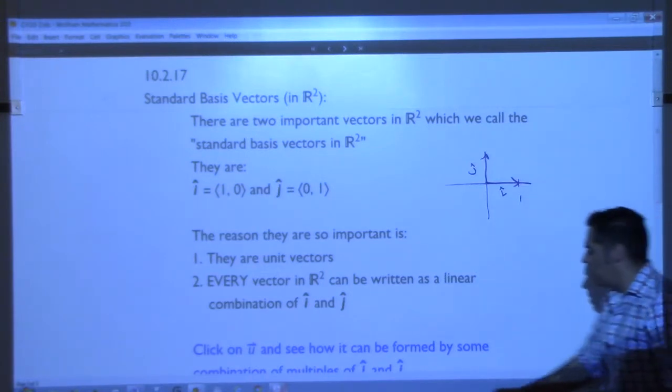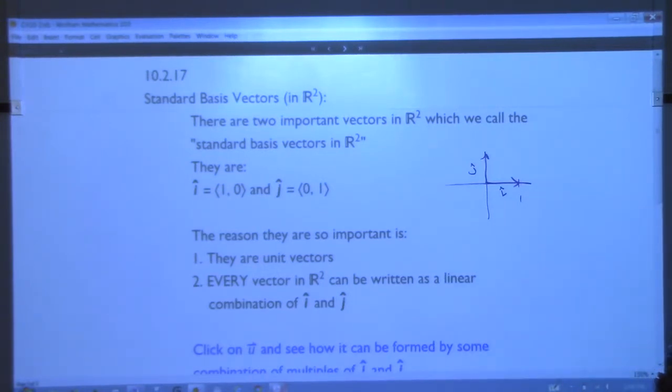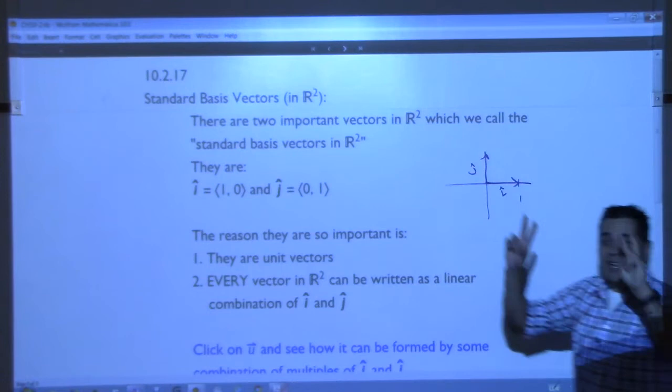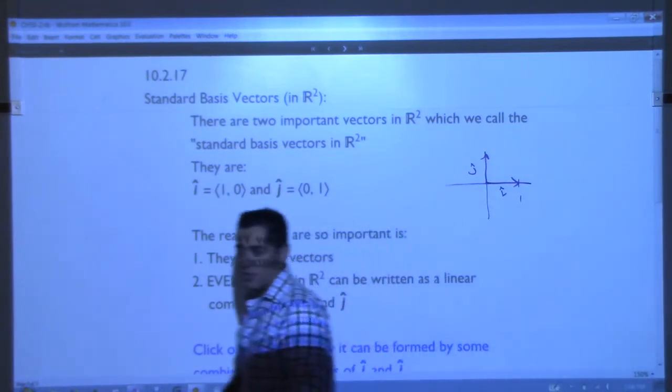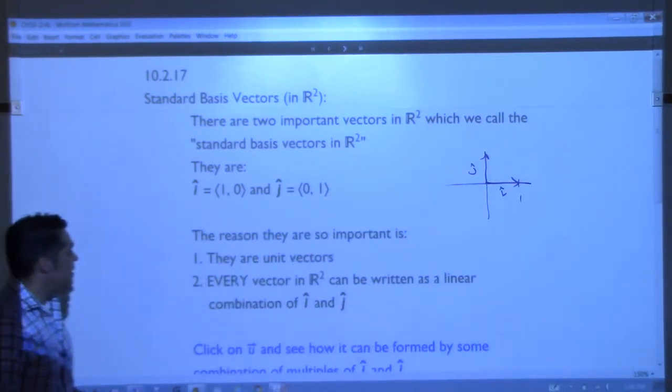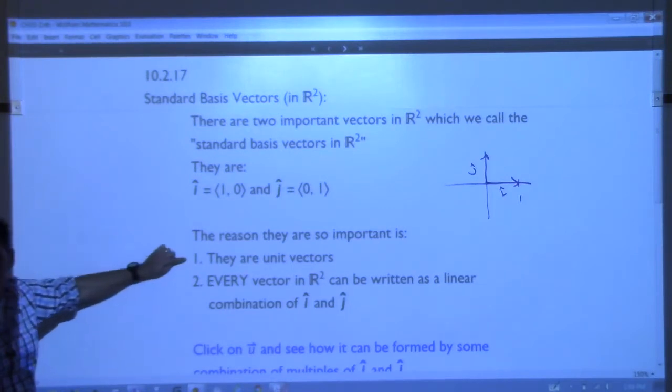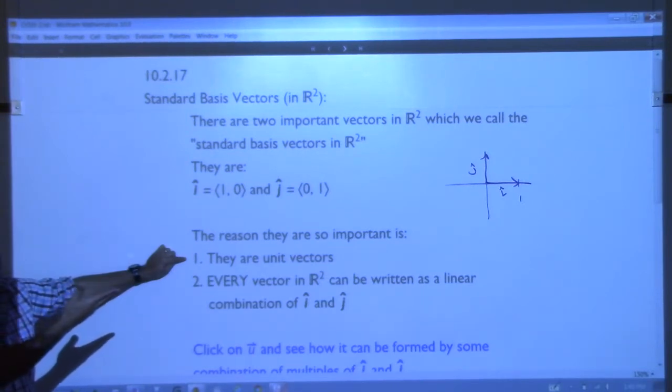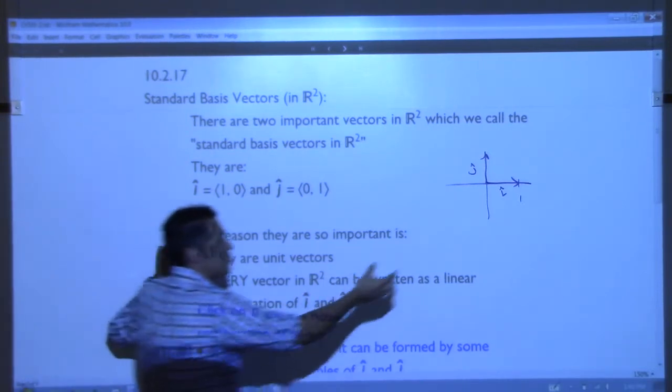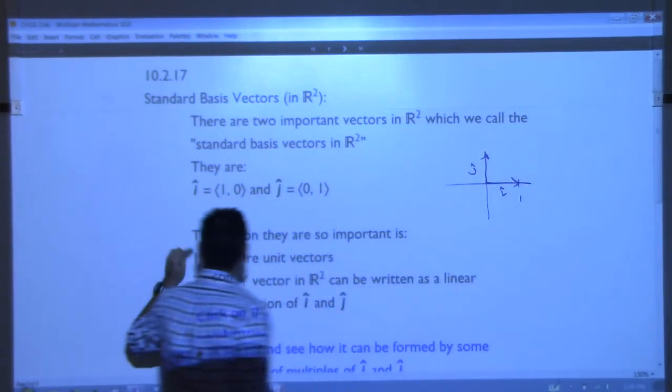The reason they're so important to us, and the reason we call them the standard basis vectors in 2-dimensional space, is that, first, they're both unit vectors. You can see that they're unit vectors just by looking at them when you draw them, right? Is it obvious that they each have a length of 1? So they're both unit vectors.